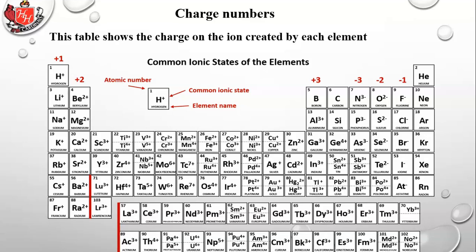This table shows the charge on the ion created by each element. You have a copy of this in your reference sheet section. Now, if you look at the first 2 columns and the last 6 columns, those are the representative elements, and that's what we just learned. Everything in that first column, lithium, sodium, potassium on down, Li, Na, K, will lose an electron to be like the noble gas in the row before it. So lithium will become like helium, sodium will become like neon, potassium, which is K, will become like argon. They'll lose an electron to be like the noble gas before them.